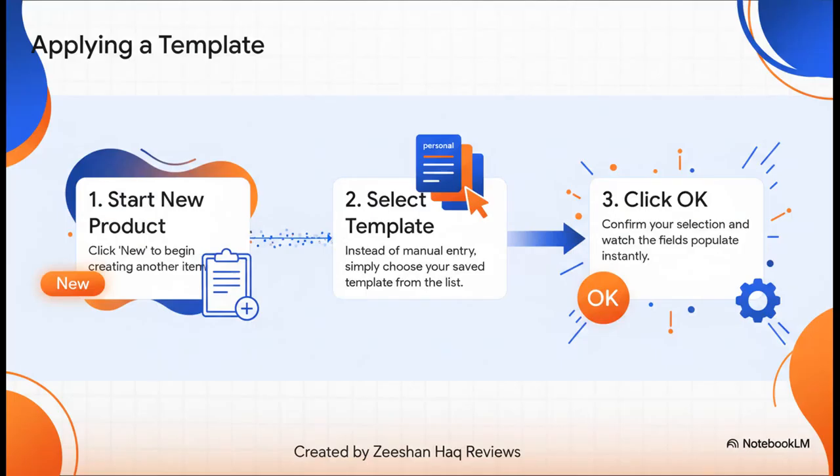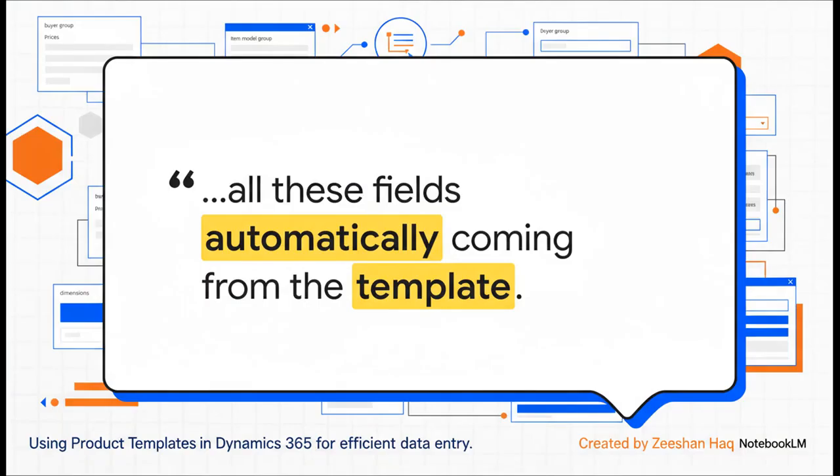You click New to start a product, give it a product number. But then you stop. Instead of tabbing through all those fields, you just select the personal template you made. You click OK. And boom, this is the payoff. Instantly, the whole form is populated. Buyer group, item model group, prices, dimensions, it is all right there. Just like the source material says, all these fields automatically coming from the template. It's a huge, incredibly satisfying shortcut.